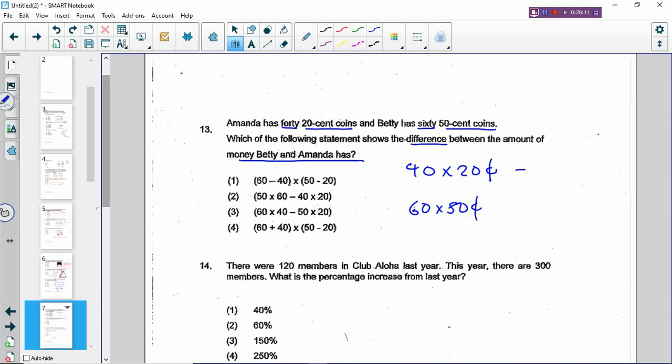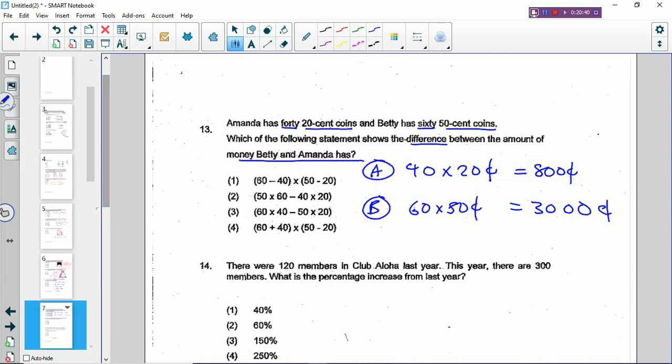So if you are not sure, you can work out the answer. 4 times 2, that will be 800 cents or $8. And then 6 times 5 will be 30 and add 2 zeros behind. So which is bigger? $8 or $30? And who has $30? So this is Amanda and this is Betty. So Betty has $30, right? And she has more money.